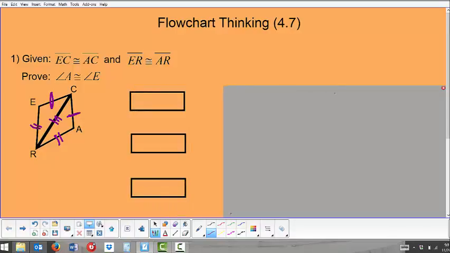So we might start off with like 3 boxes like this. And we might put our 2 givens in here. So the statements from your statement-reason proof go inside the boxes, and then the reasons go at the bottom. So we would say this is given. Then our next thing that we knew was ER was congruent to AR, and again the reason is it's given. And then the third thing we knew was that CR is congruent to CR, and we know that because it's a shared side.